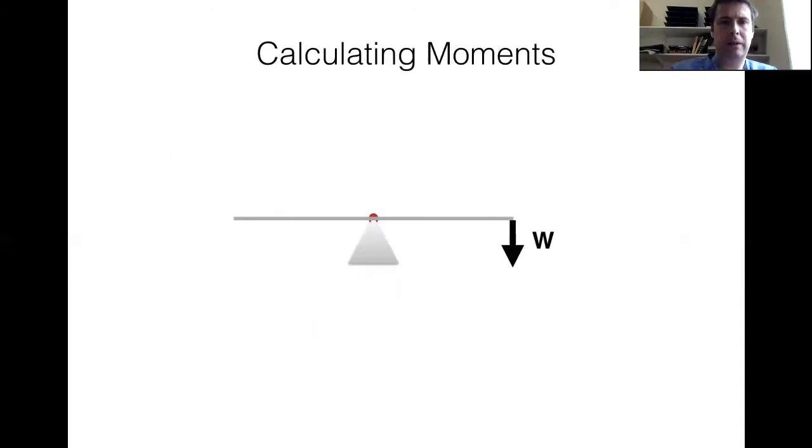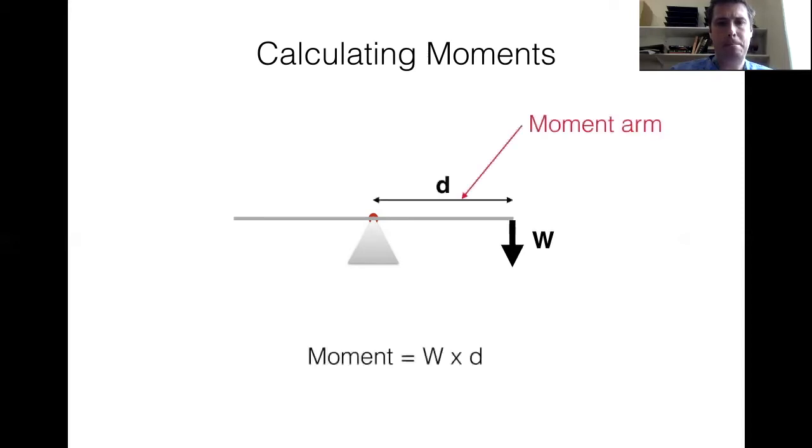So here's an example of how we can go about calculating moments. We've got a beam here with a hinge pivot in the middle, and we're applying force W to one end of it. The moment arm in this case is given by the distance D, and that's the distance between the pivot point and the perpendicular, it's perpendicular to the line of action of force W. So the moment in this case is W times D, or WD.